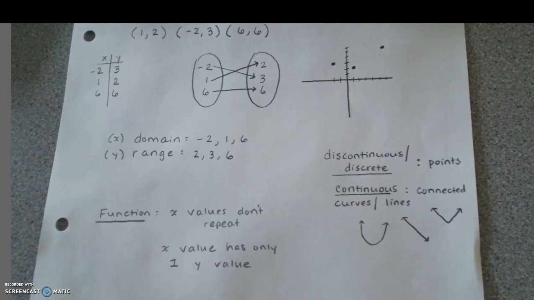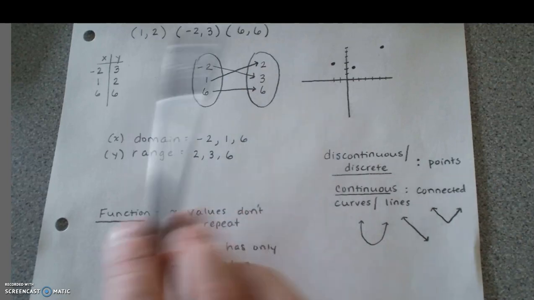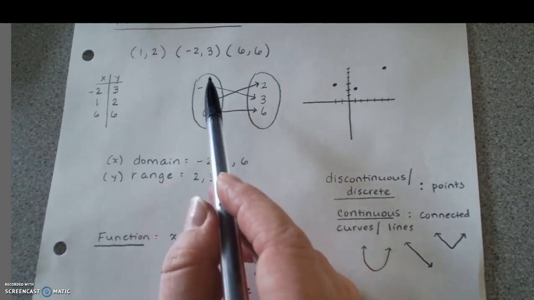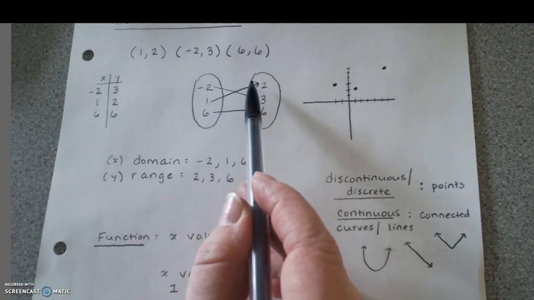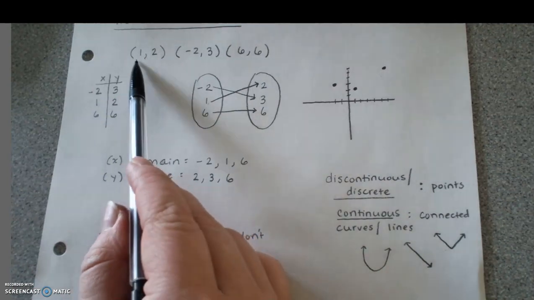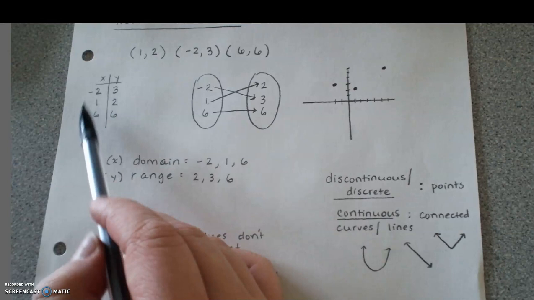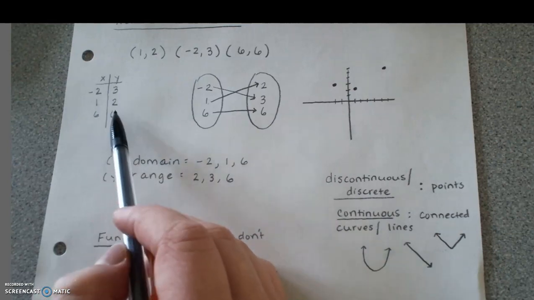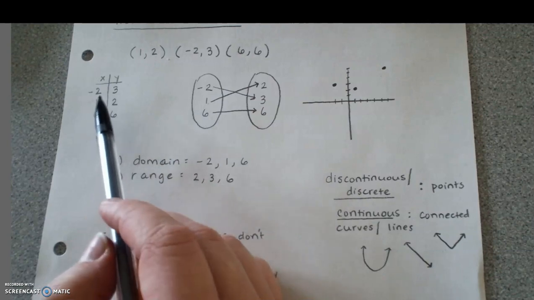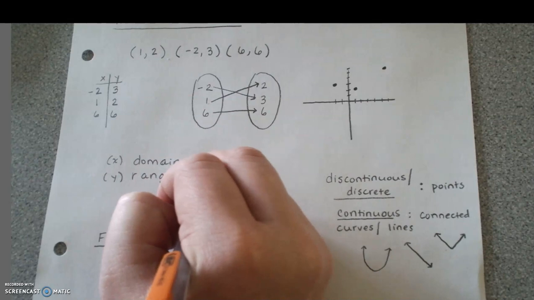That creates a function. So for example, for our discrete relation up here, each x value only matches with one y value. There's only one arrow going from it. None of our x values repeat. I have -2, 1, and 6. There's no matches there. Okay, we don't care about the y's when it comes to functions. We just care about the x's. So because no x's repeat, this is a function.